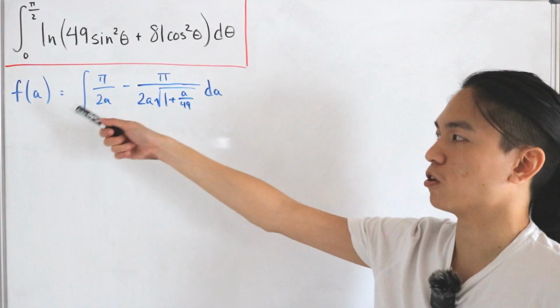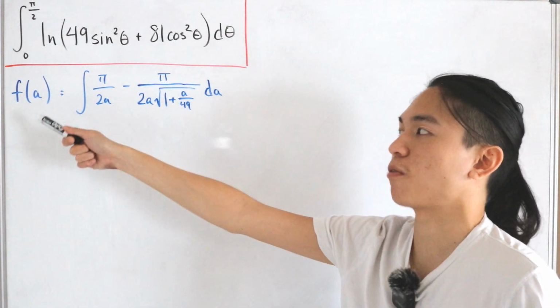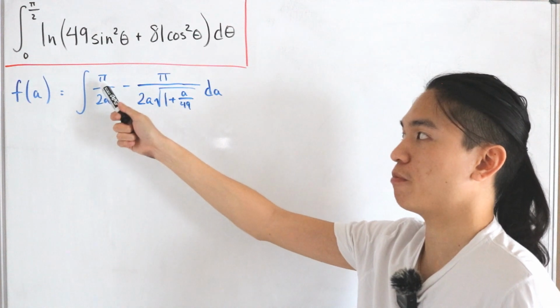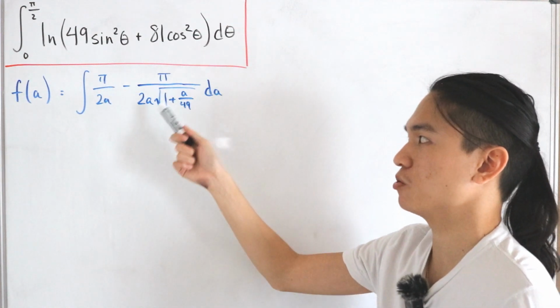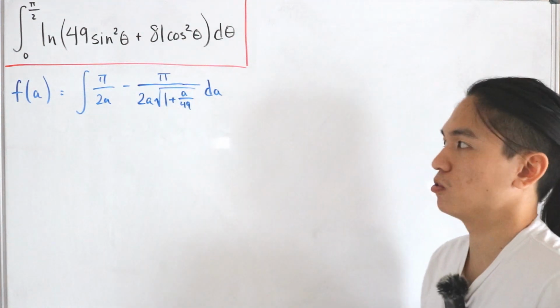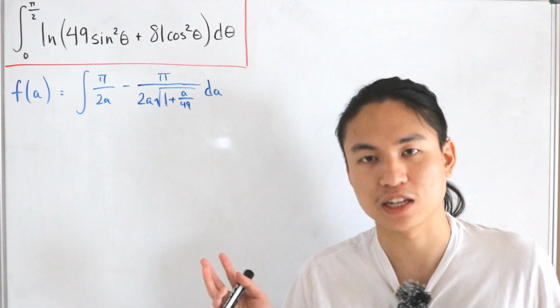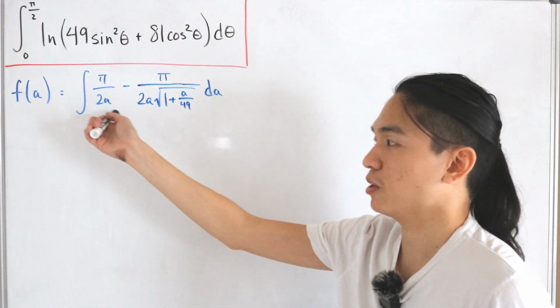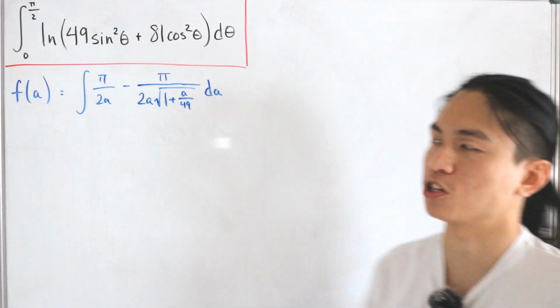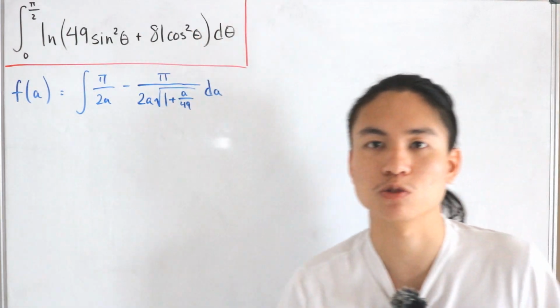Okay, so to reestablish, we have gotten to the meat and grind to say that f of a is equal to the indefinite integral of pi divided by 2a minus pi divided by 2a times the square root of 1 plus a divided by 49, followed by da. So the second to last step, rather, is to calculate what this is going to equal, and then we plug in our value for a such that this gives us the value that we want to achieve.